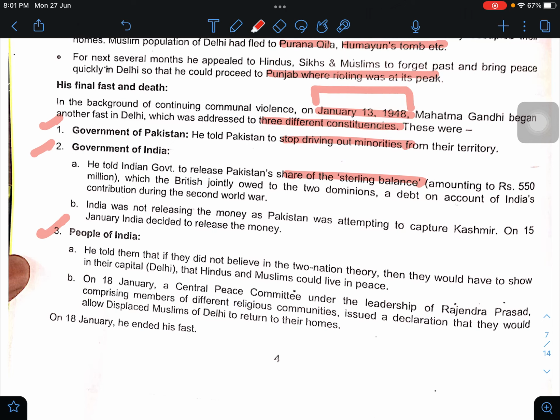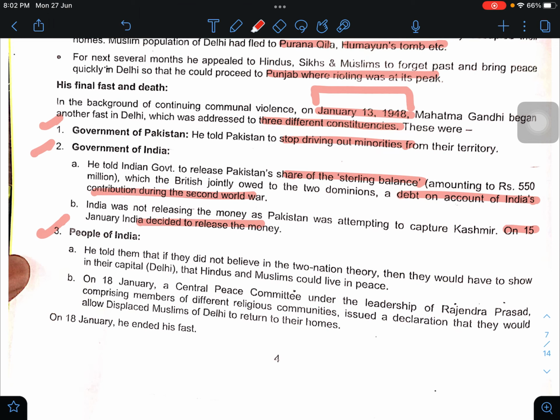India was not releasing the money as Pakistan was attempting to capture Kashmir. On 15th of January, India decided to release the money. And what did he tell the people of India?